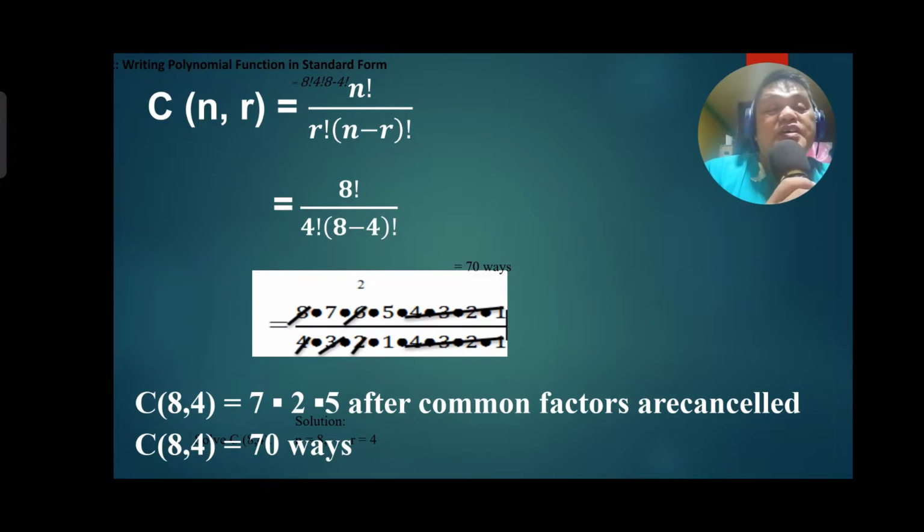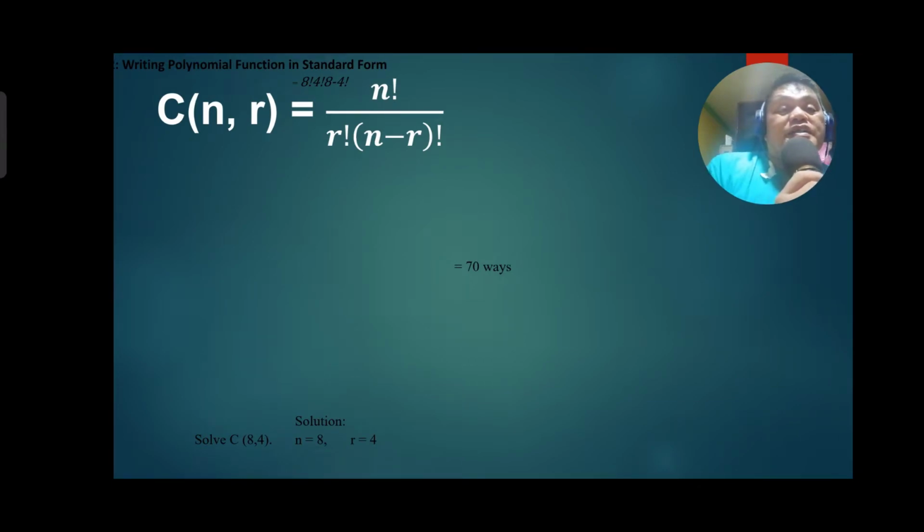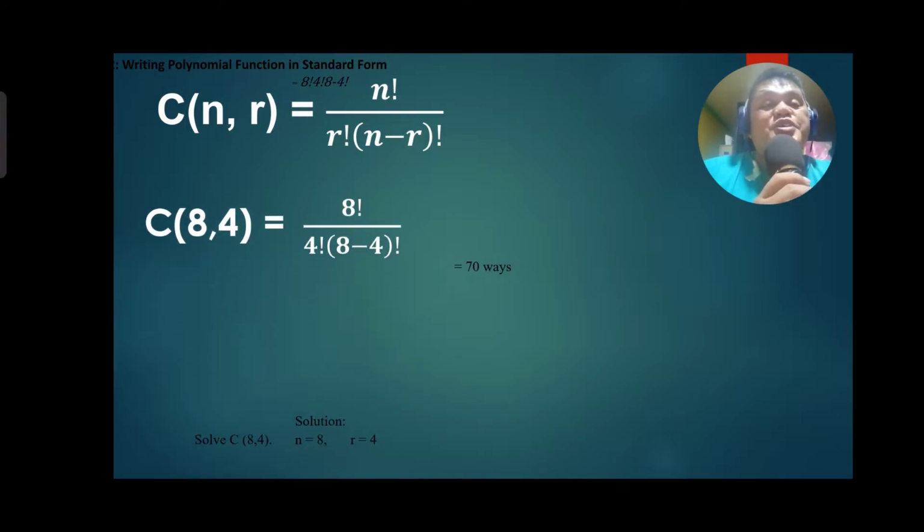Other questions? For further understanding, I will give you another method. This time, again, we're going to use the formula. The combination of n objects taken r at a time is equal to n factorial over r factorial times quantity n minus r factorial. That is our formula. And this time we are going to substitute the value of n. So n is equal to 8 people and r is equal to 4 members.